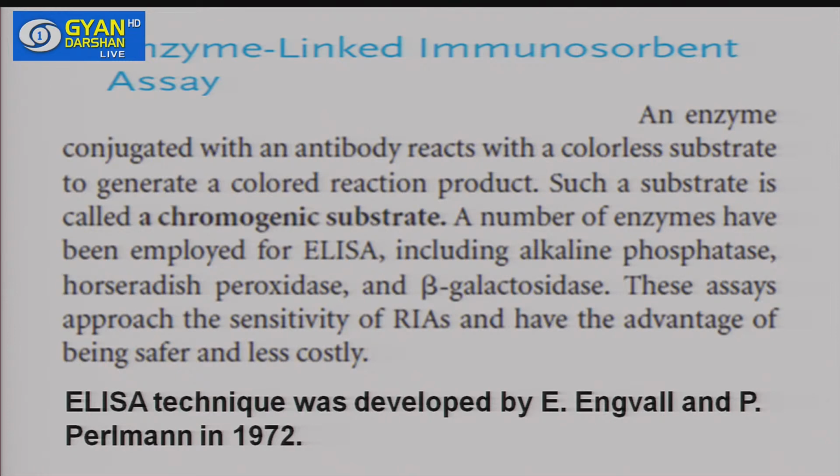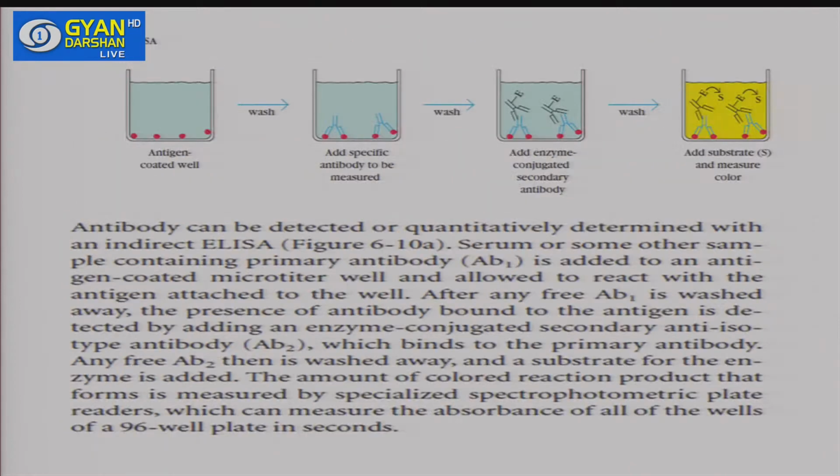So this technique was again developed by E. Engvall and P. Perlmann in 1972. Now this ELISA can be of 3 different types. First one is called the indirect ELISA.